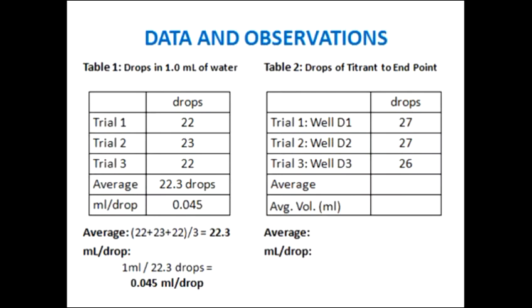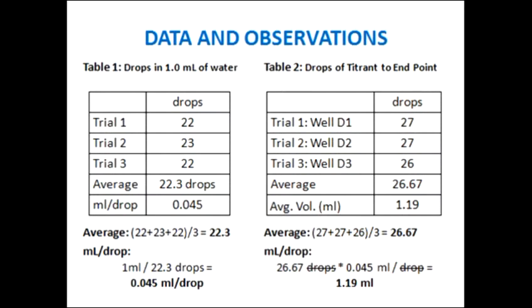Trial 2 took 27 drops. Trial 3 took 26 drops. When I average these, I find that on average it took 26.67 drops. Now, the number of drops isn't going to be useful in our equation. What we need is volume. To get this, we multiply the number of drops times the volume, the mils per drop that we just calculated, and I find that it took on average 1.19 mils of our base, NaOH, to titrate our vinegar.